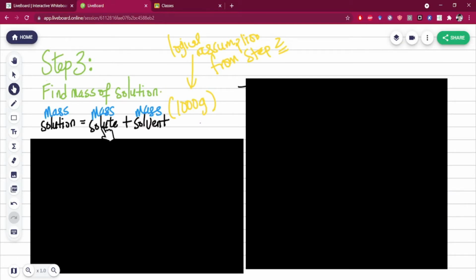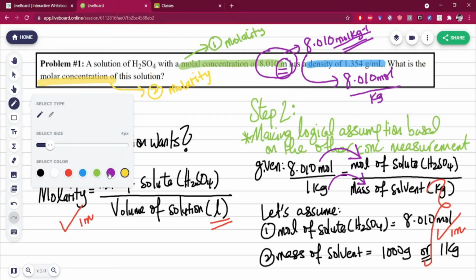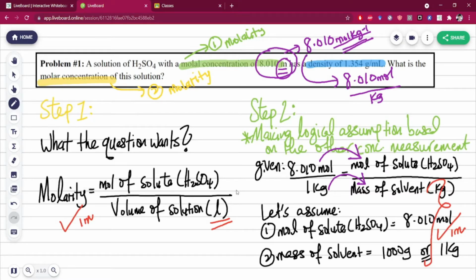Now we need to find out what is the mass of solute in order for you to find out the mass of solution. How do we do that? If we just go back again to the previous slide, we have found out that the mole of solute is assumed as 8.010 mole. So if you still remember the mnemonic, if you have number of mole, this can be changed into mass. And how do you do that? You're going to times with the molar mass of the compound. Okay, you have mole over here, and you can change that into mass of solute.